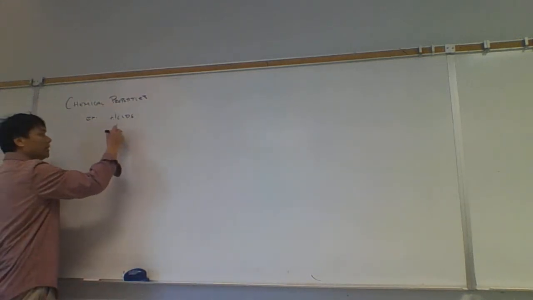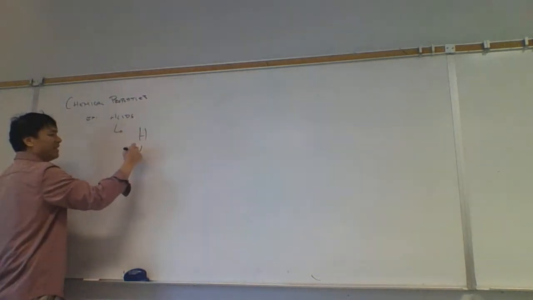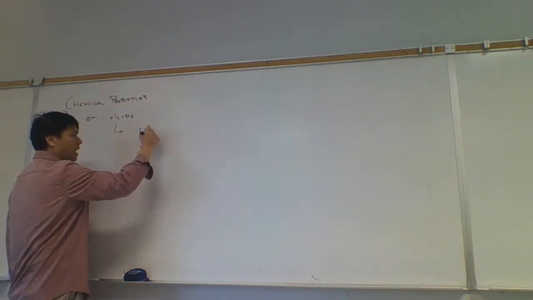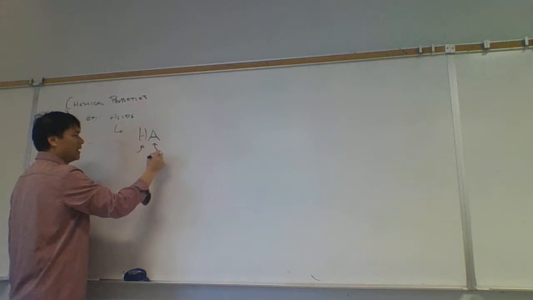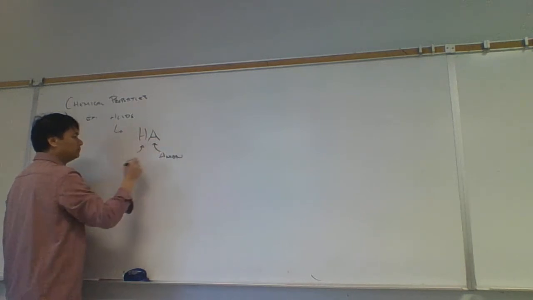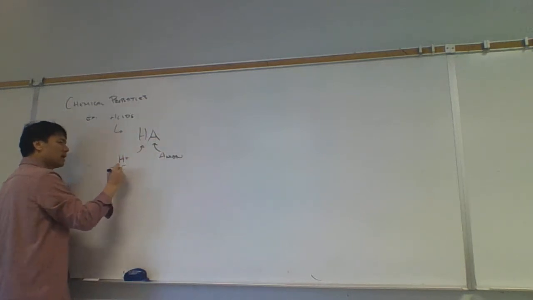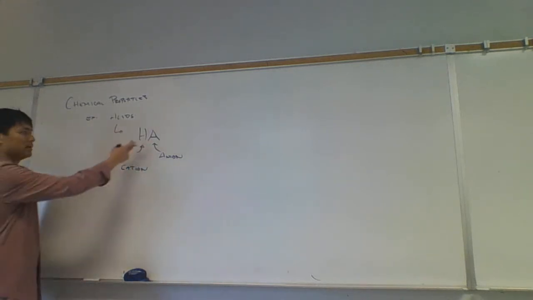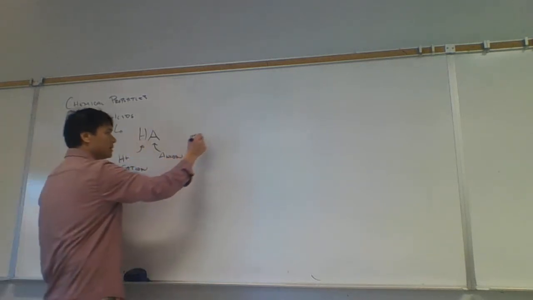And how can you tell we have an acid? Well, an acid is going to have an H. And so it's going to be like HA, where A is just some anion. And so we have an H plus cation. So if we have something like this, that's an acid. We can recognize it as an acid.